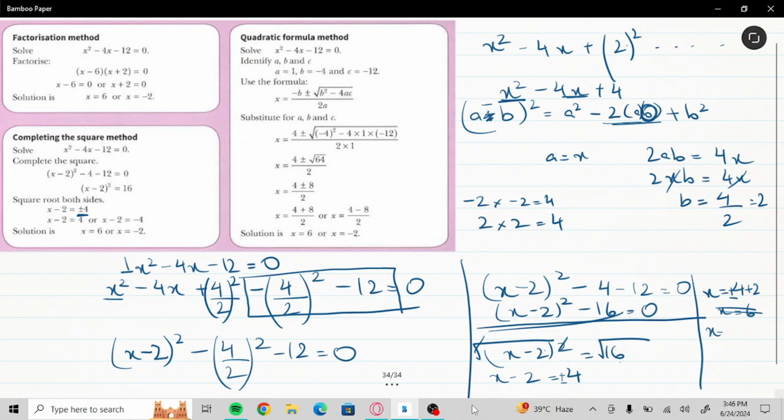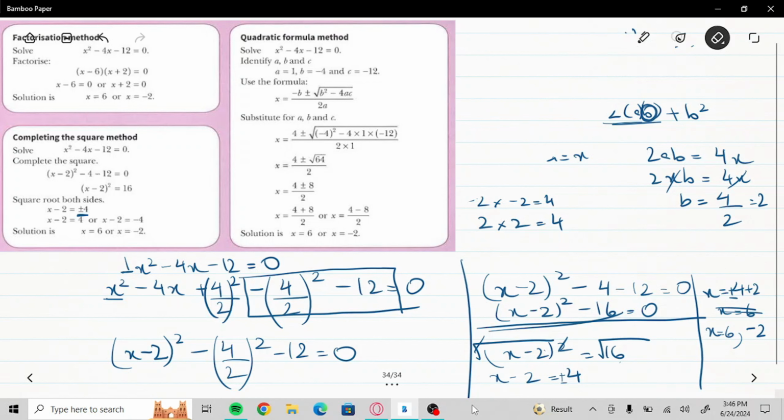So x is equal to 4 plus 2, which is 6, or minus 4 plus 2, which is minus 2. So we would have two values. Whenever you open a square root, remember to give out two values. So this was a brief explanation of the completing the square method.